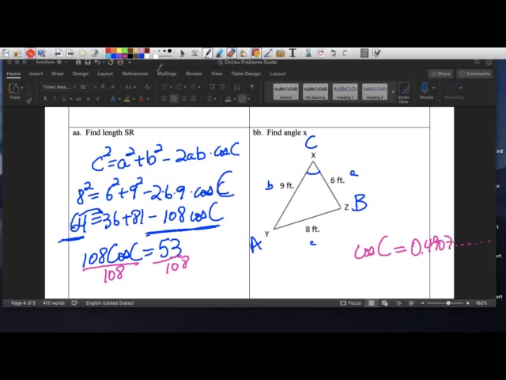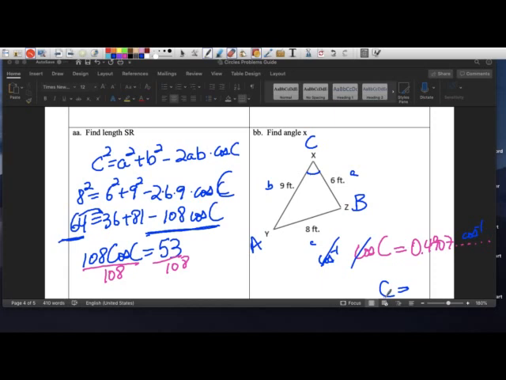So remember the next step here, right? We want to isolate C, our angle. So we've got to apply cosine negative 1 to this side, and on the other side, cosine negative 1. This and this goes away. C is left over, so that 0.4907, etc.